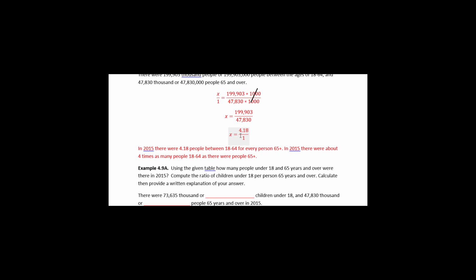Now, I'm going to interpret this for you because this is just this divided by this. So you get 4.18 over 1. So in 2015, there were 4.18 people between 18 and 64 for every one person age 65 plus. Another way of looking at it is in 2015, there were about 4 times as many people 18 to 64 as there were people 65 plus. So it's a good way to look at that. That's how real data is.